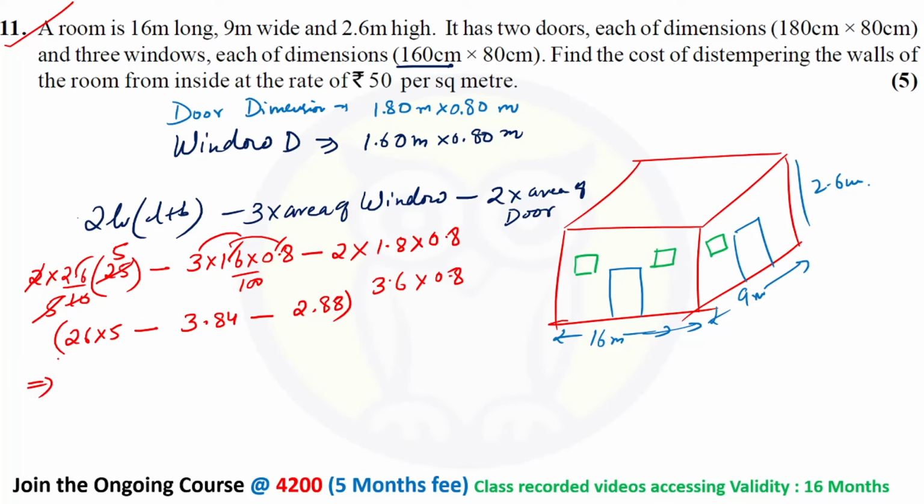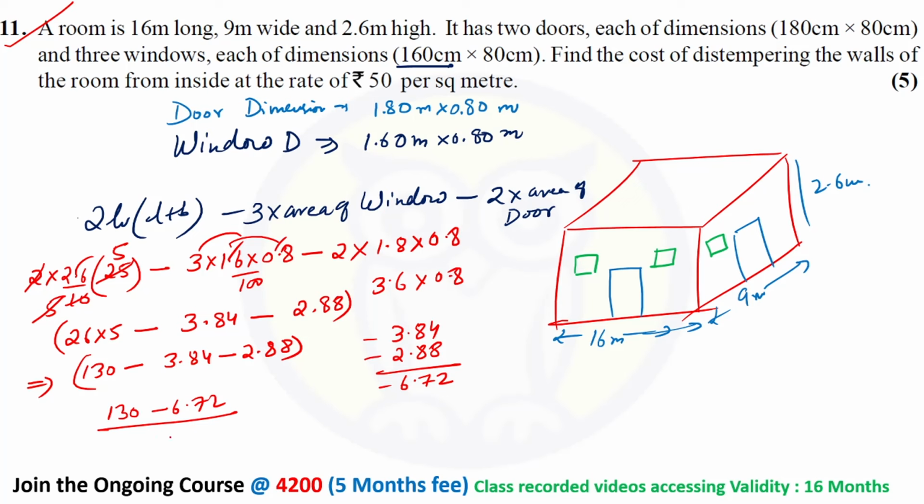The distempering area we have is 26 into 5, which is 130, minus 3.84, minus 2.88. Adding 3.84 and 2.88 we get 6.72, so 130 minus 6.72 will be 123.28 meter square. So the distempering area is 123.28 meter square.